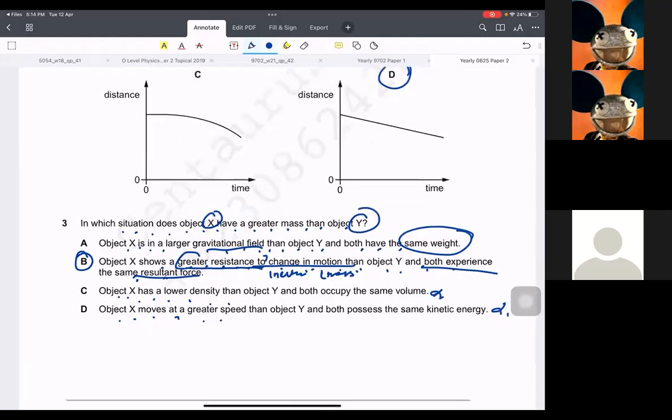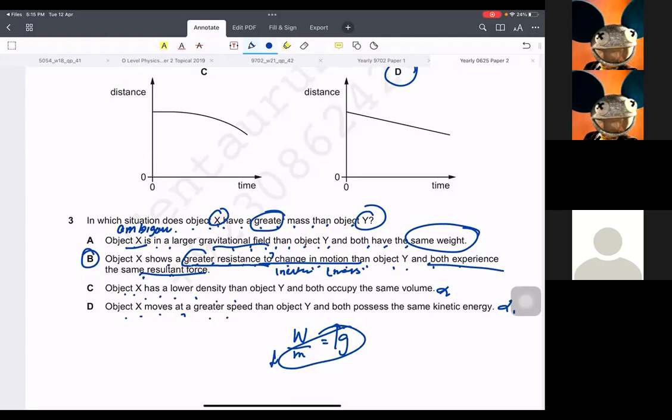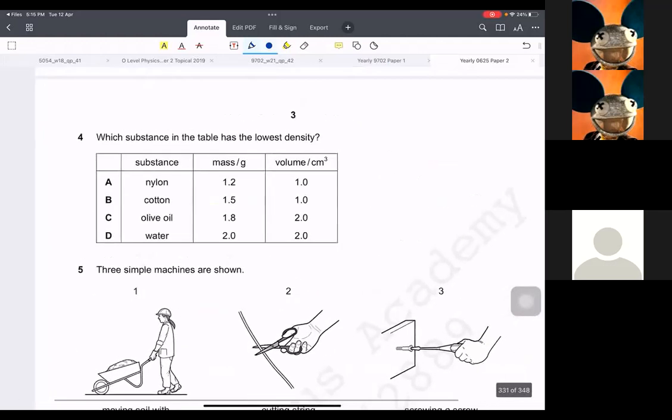Do you understand? It does say that object X has a larger gravitational field. So let's suppose if weight is the same, then mass and gravitational field are inversely proportional, right? If something has a greater gravitational field, it should have smaller mass. So if X has a larger field, then it should have smaller mass, not greater. So it's wrong. Do you understand? Yes.